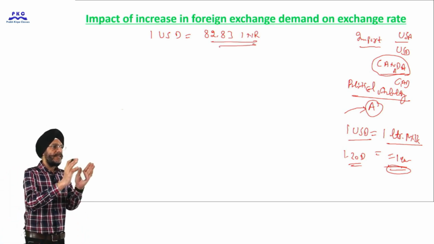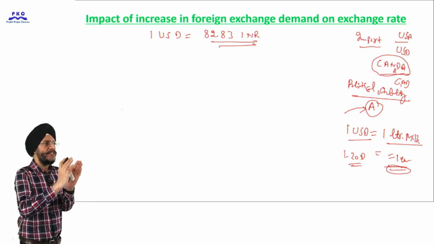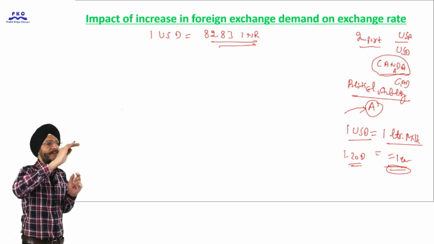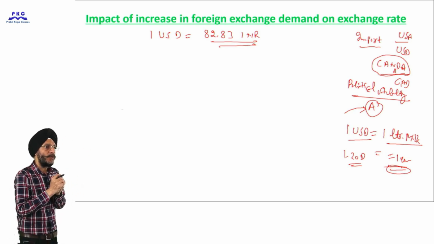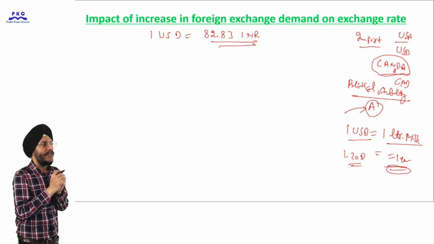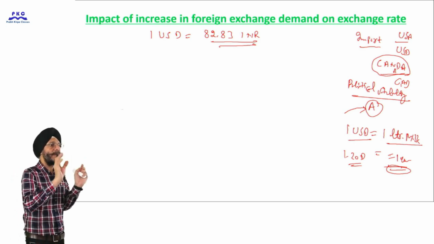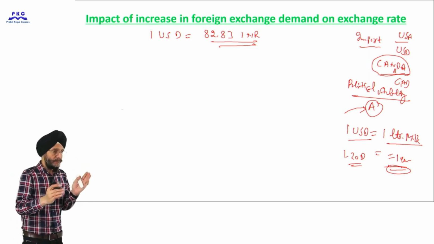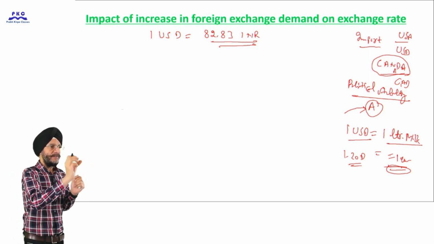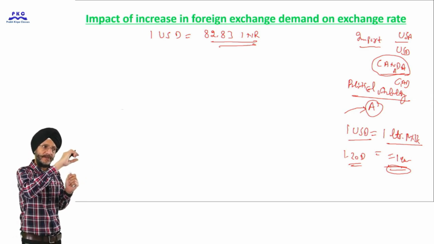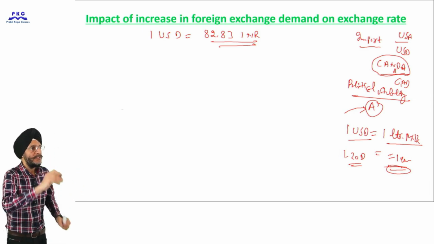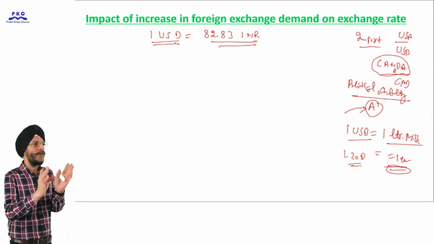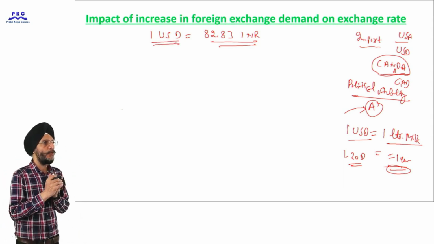It may be added that the foreign exchange rate does not remain stable. It goes on changing continuously in the market because there is always trading in the forex market, 24 by 5 days a week. So due to continuous trading, the value of the foreign exchange rate continuously goes on changing. Suppose at present the value of 1 US dollar is equal to 82.83 Indian rupee.